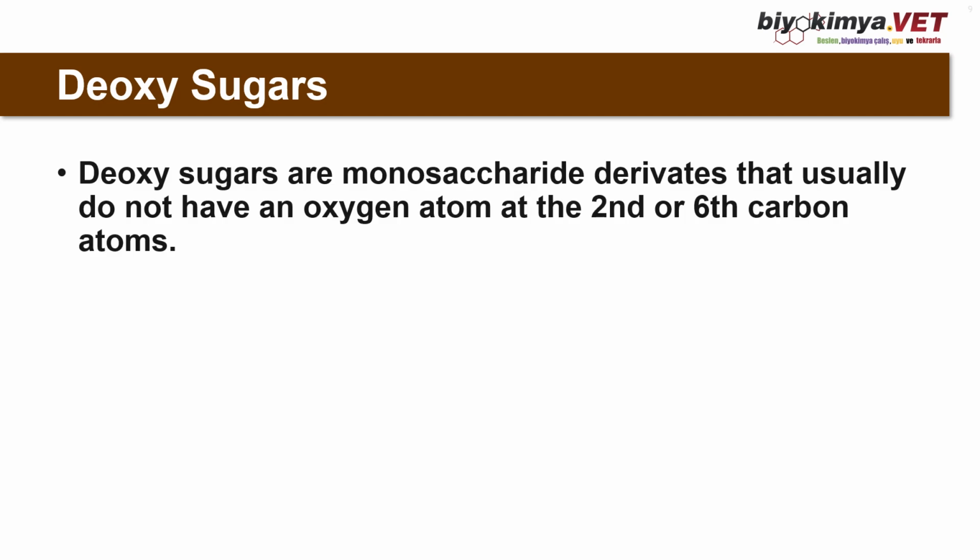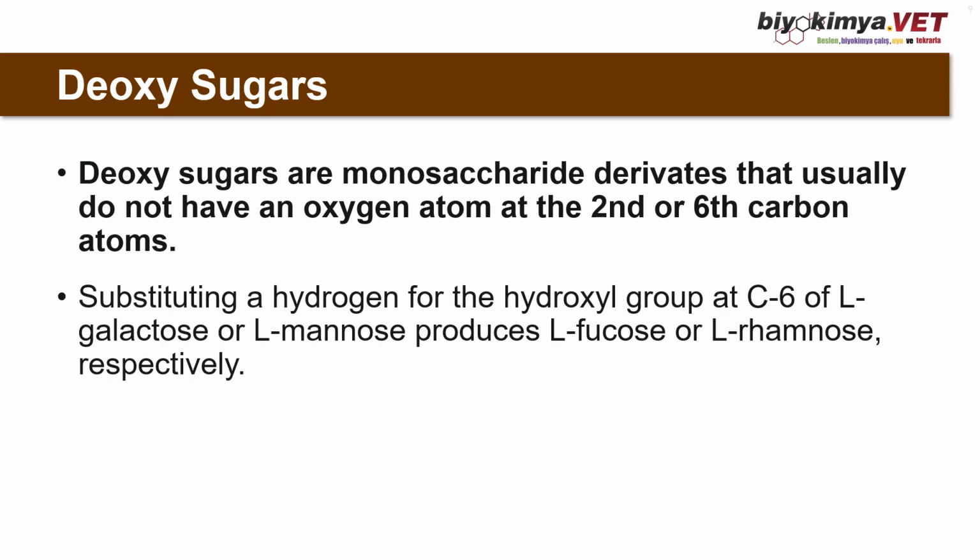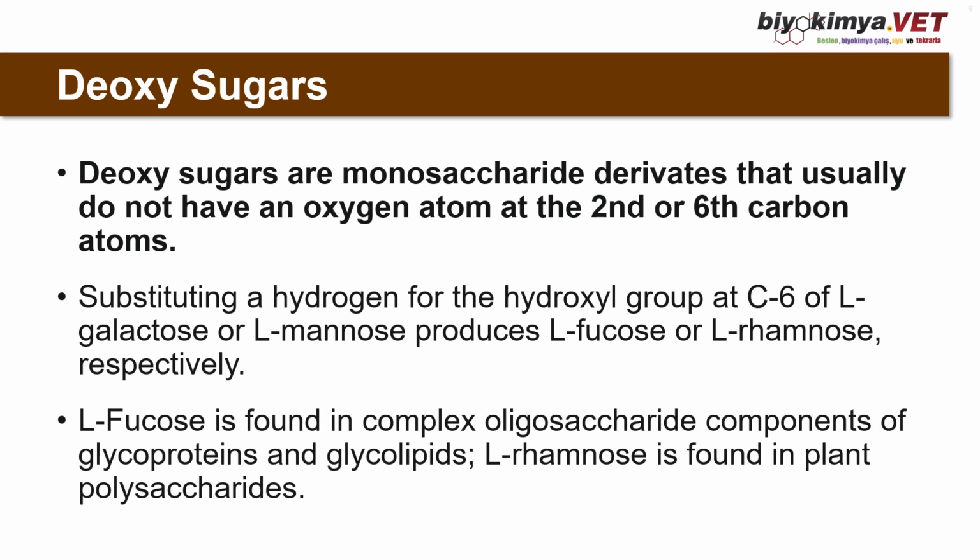Deoxy sugars are monosaccharide derivatives that usually do not have an oxygen atom at the second or sixth carbon atoms. Substituting a hydrogen for the hydroxyl group at carbon 6 of L-galactose or L-mannose produces L-fucose or L-rhamnose respectively. L-fucose is found in complex oligosaccharide components of glycoproteins and glycolipids, while L-rhamnose is found in plant polysaccharides.